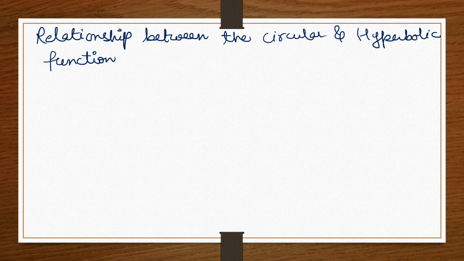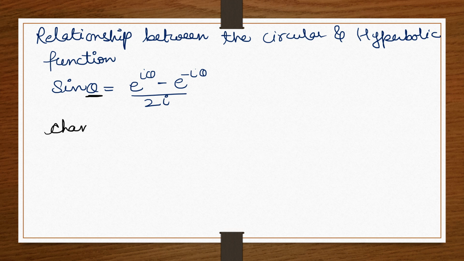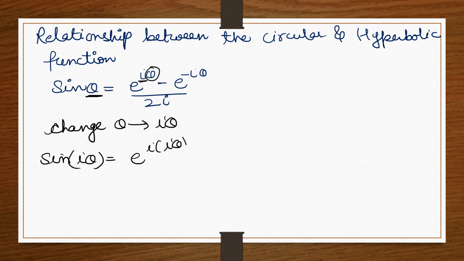Okay, so now what is the formula of sine theta? What is the formula for this? e power iota theta minus e power minus iota theta over 2 iota, right? Now just change this theta to iota theta. Okay, so what will you get? Sine iota theta is equal to, on this side also we change theta to iota theta, so e power iota into iota theta minus e power minus iota into iota theta over 2 iota, right?